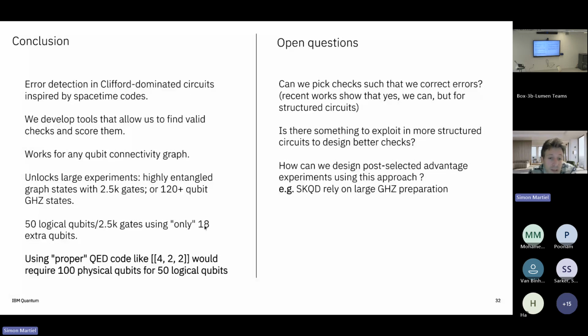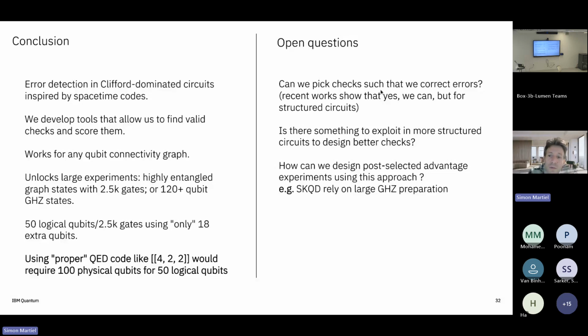And all of that by using only 18 extra qubits for the 50 logical qubits experiment. To give you a rough idea, if you were to use an actual quantum error detection code, like for instance a 422 code, you would require 100 physical qubits for those 50 logical qubits. And this is not even counting the gate overhead that would be implied by implementing actual logical operations onto those encoded qubits. So there are still many open questions.